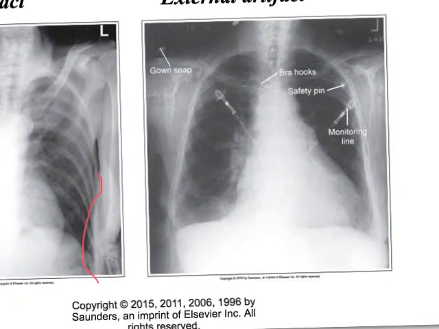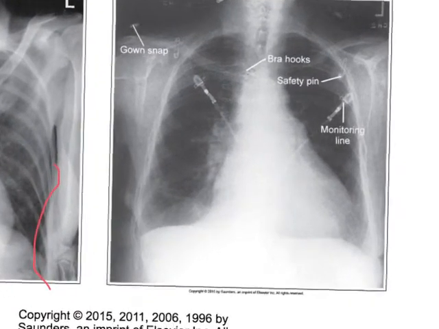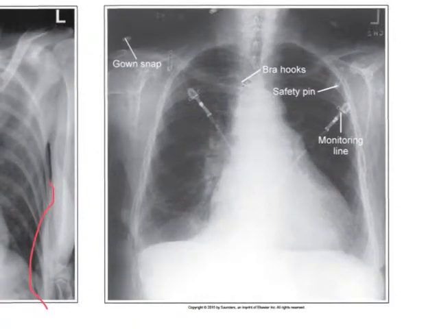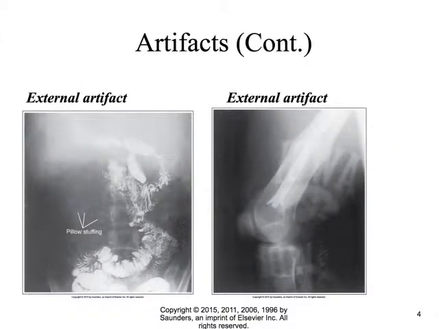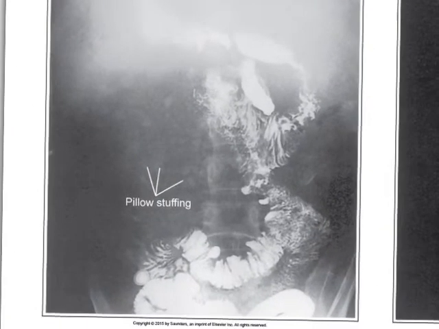Over here we have external artifacts. We have a number of them. Monitor lines, safety pins, bra hooks, gown snaps, all those are external artifacts. Here's another interesting external artifact. Stuffing from the pillow.